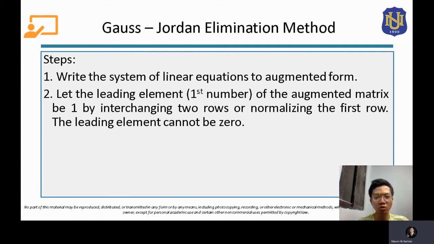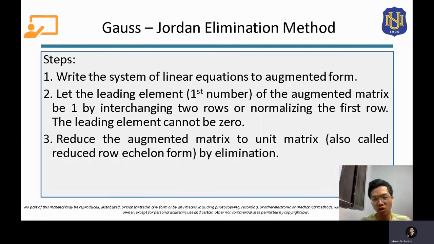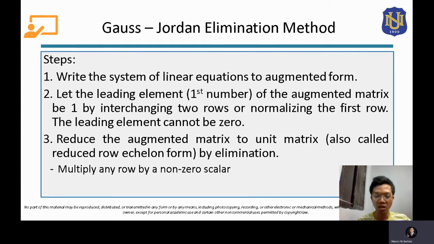And our second step here is to let the leading element, or the first element of the augmented matrix, be 1 by interchanging two rows or normalizing the first row. The leading element cannot be 0. So this is also the same second step as in Gaussian elimination. The third step is to reduce the augmented matrix to unit matrix, also called the reduced row echelon form, by elimination. This is the step that is different from Gaussian elimination. In Gaussian elimination, we reduce the augmented matrix to an upper triangular matrix. For Gauss-Jordan, we reduce the augmented matrix to a unit matrix.